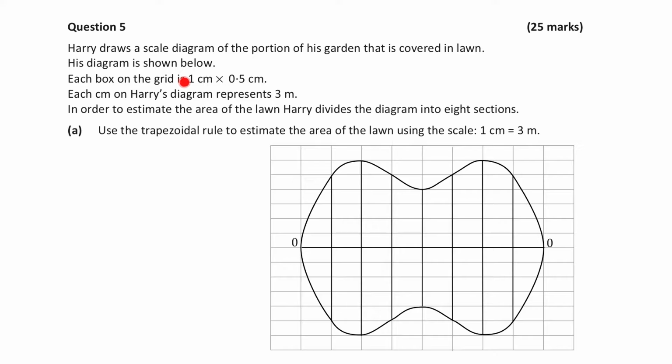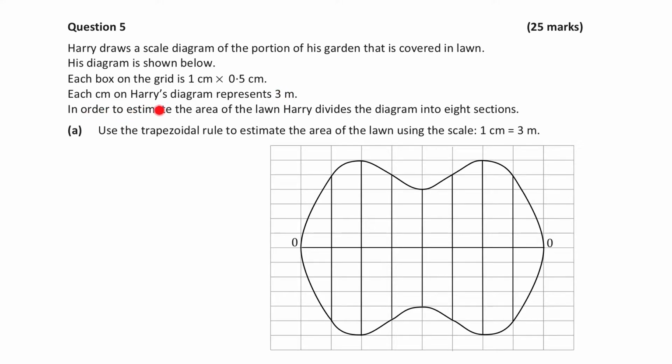Each box in the grid is 1 centimetre by 0.5 centimetres. Each centimetre in Harry's diagram is represented by 3 metres. So basically they're saying that this length here would be 3 metres in real life, or else this length here, because they're about half centimetres, so this would be 1 full centimetre, so that would represent 3 metres.